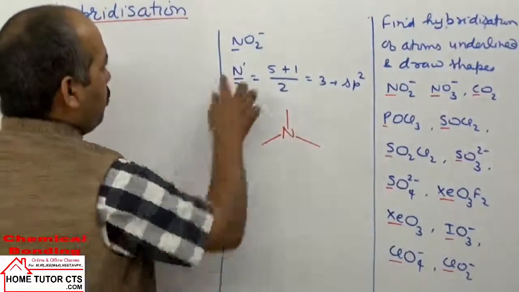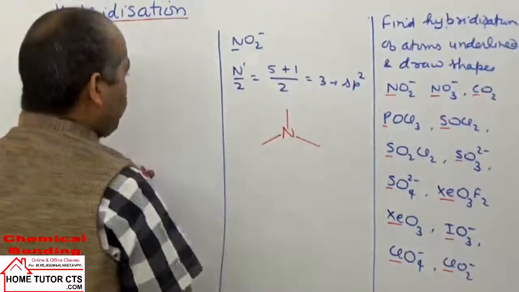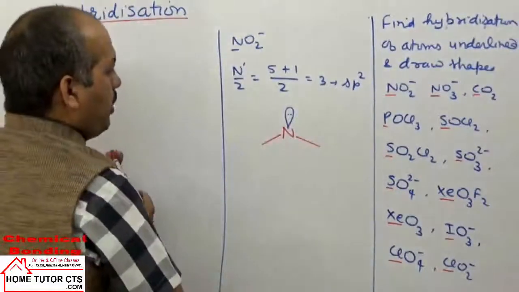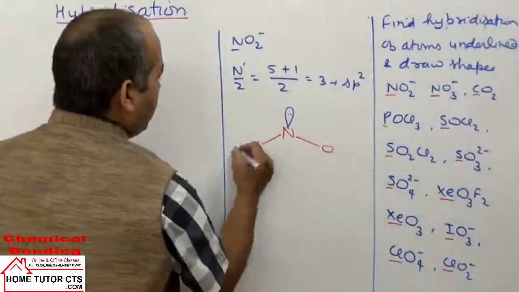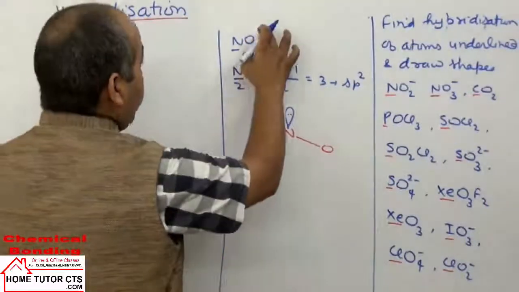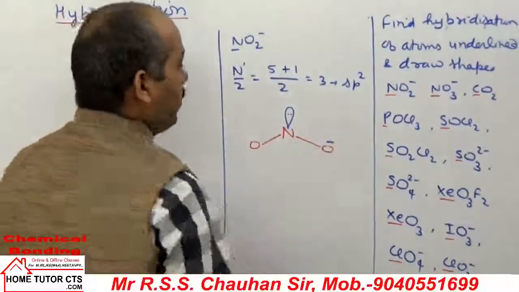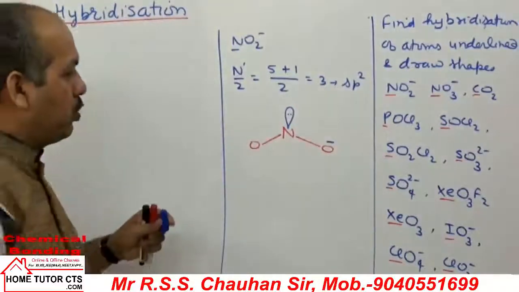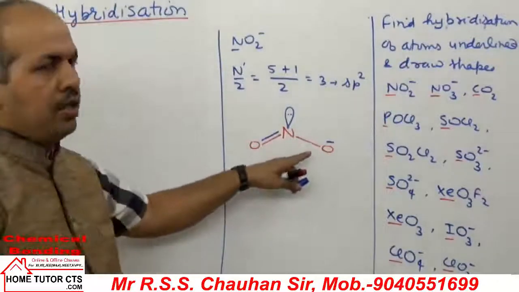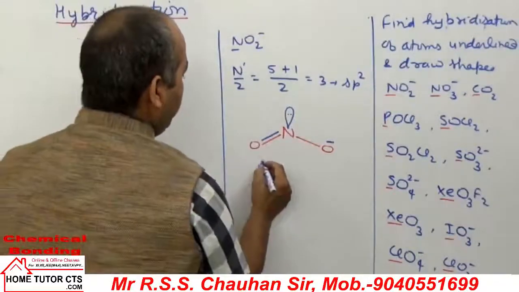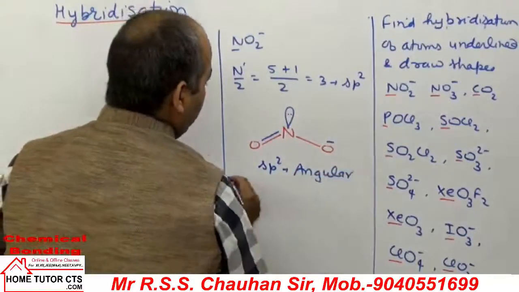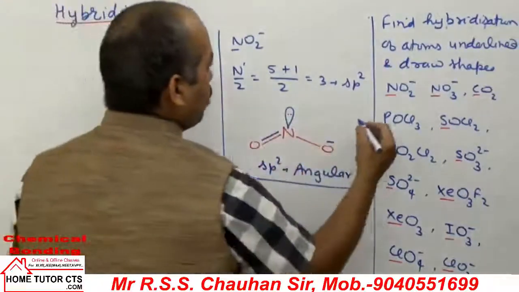Now in this case we have 2 oxygen atoms, that means we should have 1 lone pair. So make one lone pair, and the 2 oxygen atoms form sigma bonds. Then the negative charge should be on the more electronegative element, oxygen. So one O has a single bond and the other O has a double bond. The hybridization is sp2 and the shape is angular in NO2 minus. So the first example is over.